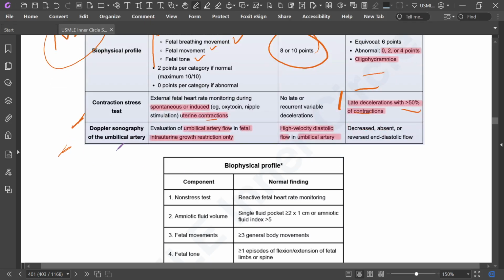Now, Doppler sonography of the umbilical artery. It is used to evaluate the umbilical artery flow in fetal intrauterine growth restriction only. Normal is high velocity of the diastolic flow in the umbilical artery. Abnormal is decreased, absent, or reversed diastolic flow.